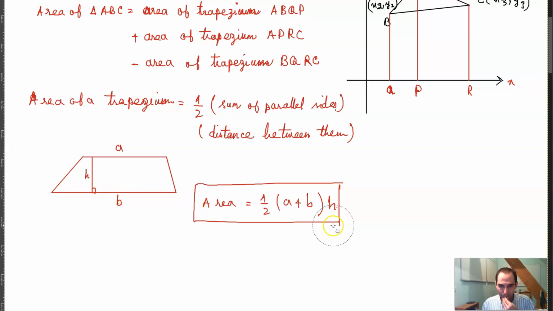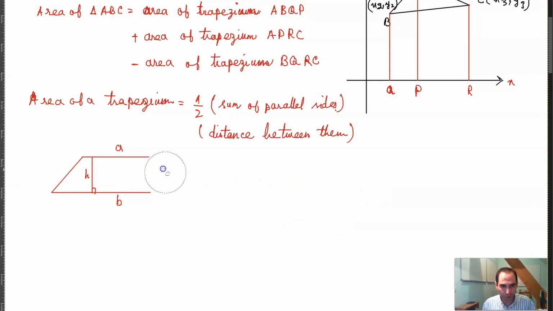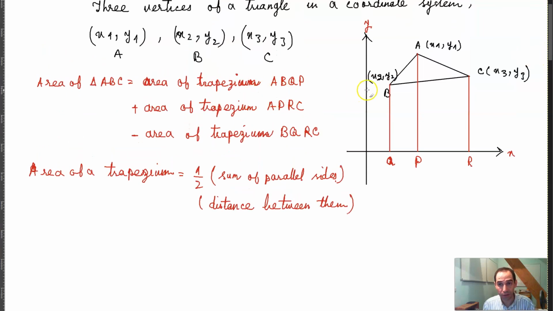So now we can use all of the information that we have here in order to find the area of this triangle here. You can simply calculate the area of this trapezium plus the area of this trapezium, and then you can calculate the area of this trapezium, and then based on that, the area of the triangle ABC can be found.